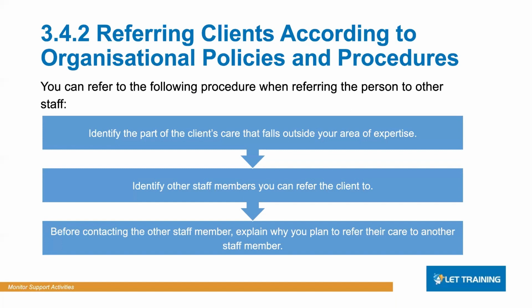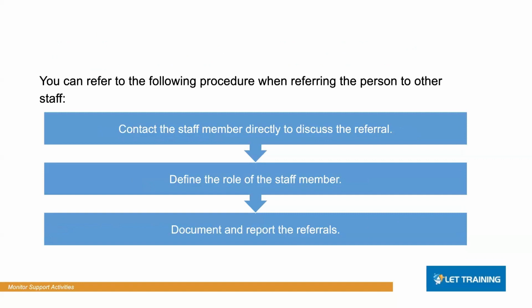Identify the part of the client's care that falls outside your area of expertise. Identify other staff members you can refer the client to. Before contacting the other staff member, explain why you plan to refer their care to another staff member. Contact the staff member directly to discuss the referral, define the role of the staff member, and document and report the referrals.